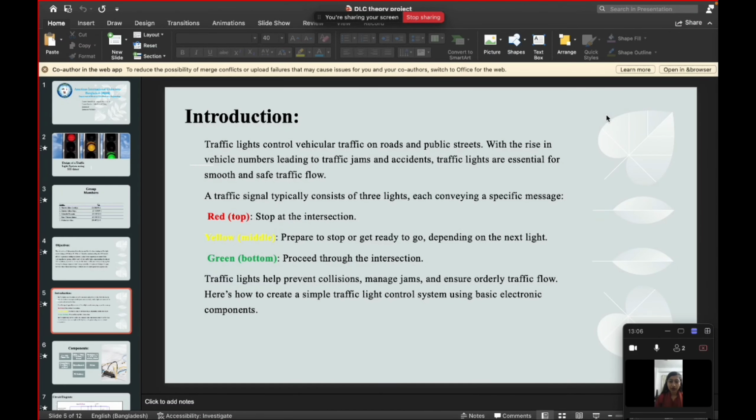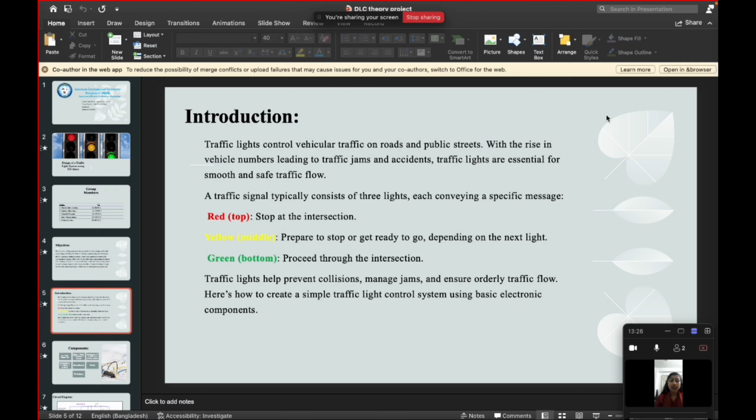Traffic lights are important for controlling traffic on roads and streets. As the number of vehicles grows, traffic jams and accidents become more common, which makes traffic lights necessary for keeping things moving safely. A traffic signal usually has 3 lights, each with a specific meaning: red, yellow, and green.